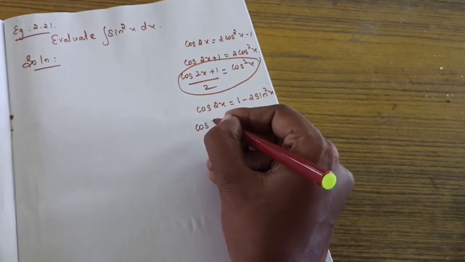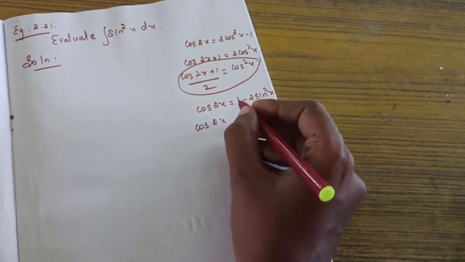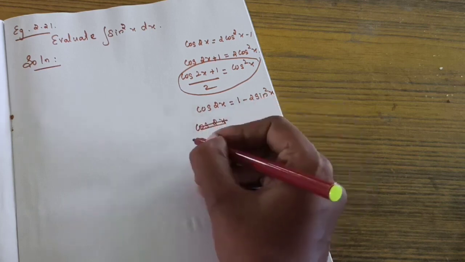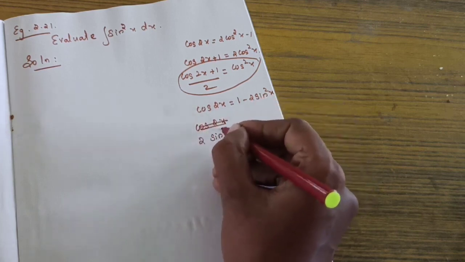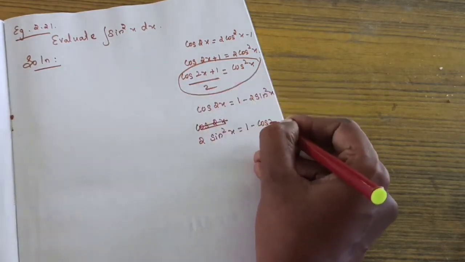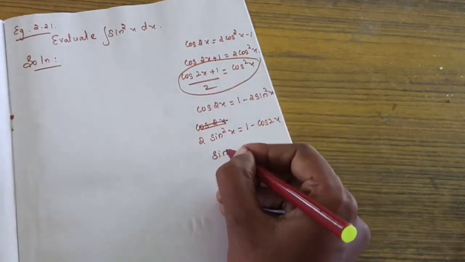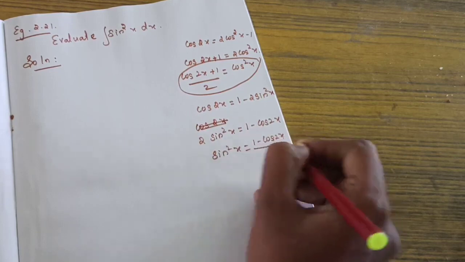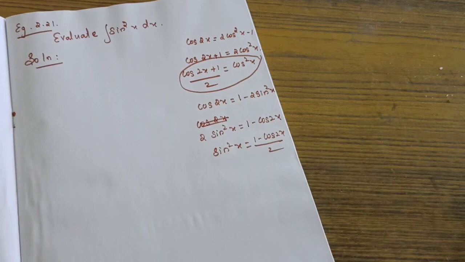So cos 2x, I need plus 2 sin square x value, is it right? So I am going to bring this to this side. 2 sin square x is equal to 1, bring this to this side, minus cos 2x. So sin square x, what's the formula? 1 minus cos 2x divided by 2. Have you got it? Understand?